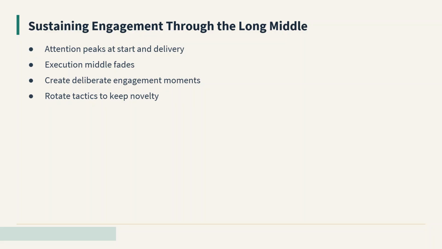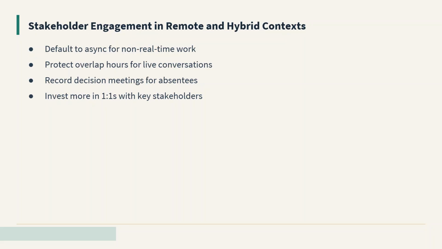26. Distributed teams and distributed stakeholders add another layer. Without ambient in-person cues, your engagement signals must be deliberate and redundant. Default to asynchronous written communication for anything that does not require real-time discussion. Protect the small window of overlap hours for the conversations that genuinely need voices in the same room.